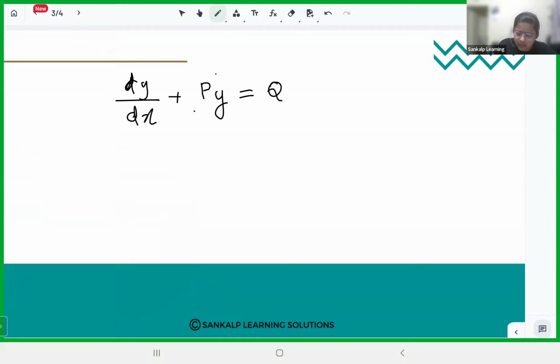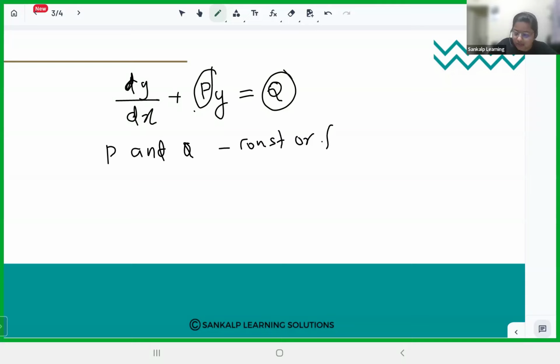And what are this P and this Q? P and Q are either constants or functions of x only. Either they will be functions of x only or they will be constants. So that is P and Q.